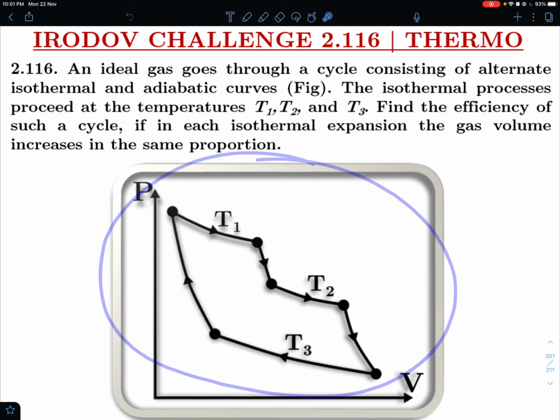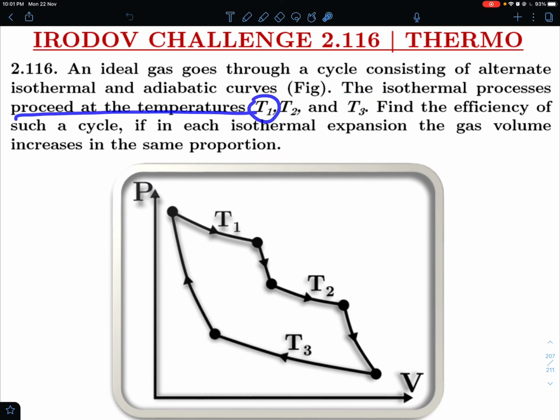An ideal gas goes through a cycle consisting of alternate isothermal and adiabatic curves as shown in the figure. The isothermal processes proceed at the temperatures T1, T2 and T3. So this is an isotherm at T1, this is an isotherm at T2 and this is an isotherm at T3. And of course this one and this one, these three are adiabats. So no heat is being supplied there, okay?